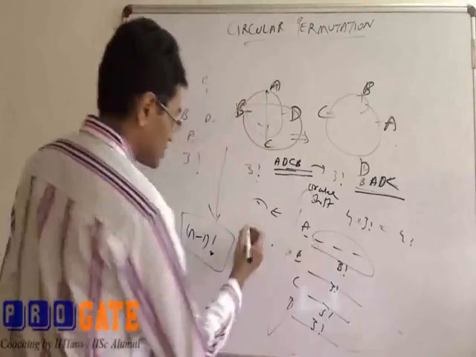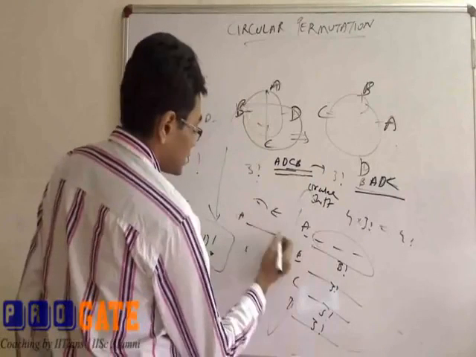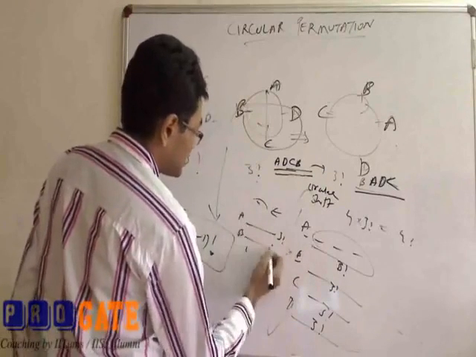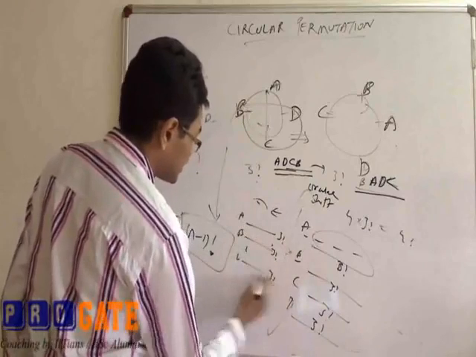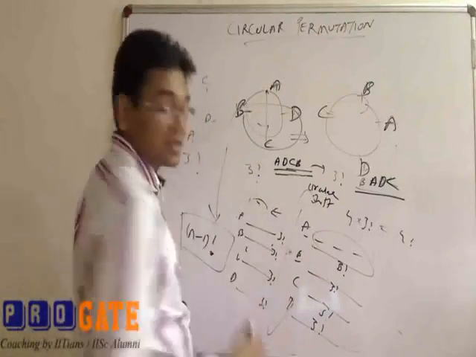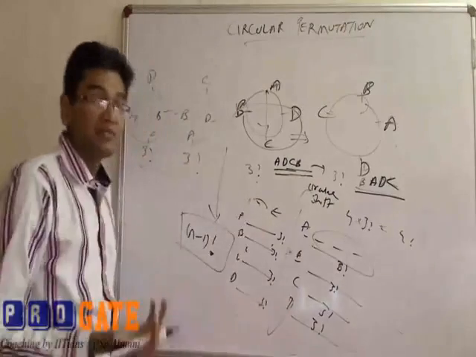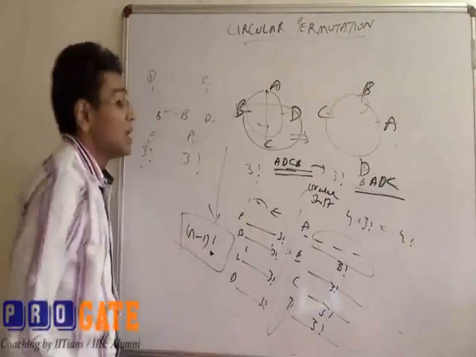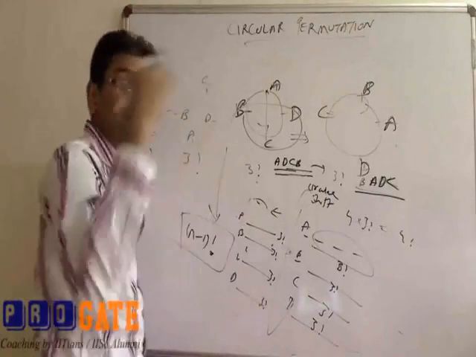But in the circular case, if I fix A here, then this is 3 factorial. If I fix B here, this is 3 factorial. If I fix C here, this is 3 factorial. If I fix D here, this is 3 factorial. But all these are one and the same thing. You pick any one. We don't need to pick all 4, because it does not matter whom we fix first.